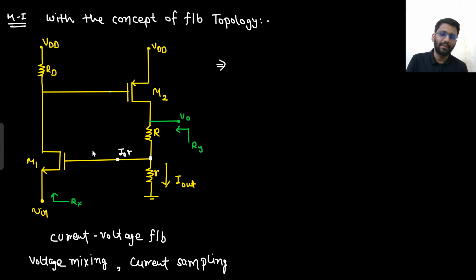So this is the feedback path. Now I need to break it. How will I break it? What is being fed? This is your control system.